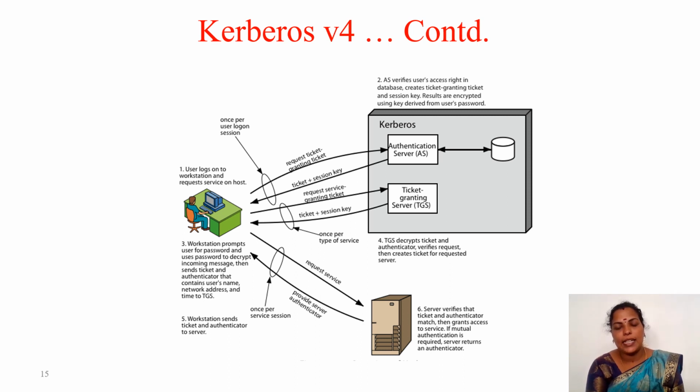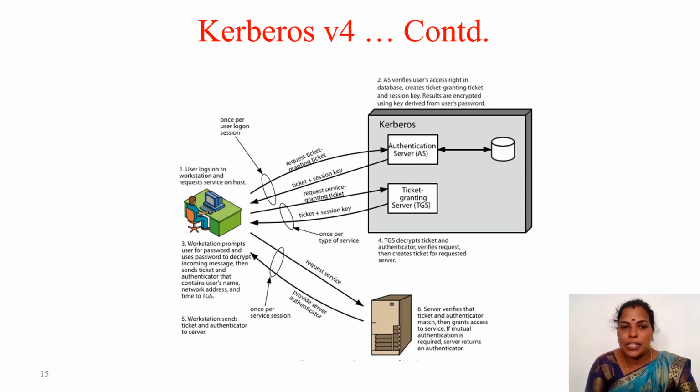So this is the overall block schematic of Kerberos version 4. We have already seen that in Kerberos there is an authentication server. Here we have the authentication server as well as the ticket granting server. Two servers are available. See here, first the user logs on to the workstation and requests service on the host. Then the authentication server verifies the user's access right in the database, then creates a ticket granting ticket and session key, because they have to create a session in order to communicate. Results are encrypted using a key derived from the user's password.